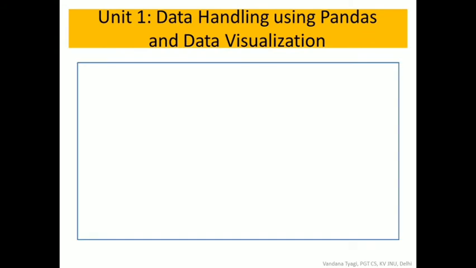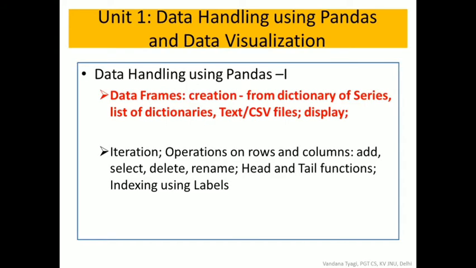In CBSE curriculum under Unit 1 we have the section data handling using Pandas and data visualization, and there we are covering data handling using Pandas 1, in which we are learning about creation of data frames from dictionary of series, from list of dictionaries, text or CSV files, and how to display the data frames. Later on we learn about iteration, operations on rows and columns, how to add, delete, select and rename rows and columns, head and tail functions, and indexing using labels.